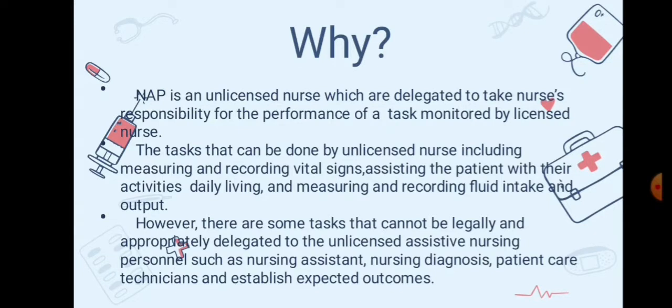Nursing assistive personnel are unlicensed personnel to whom nurses delegate responsibility for the performance of a task, monitored by a licensed nurse. The tasks that can be done by unlicensed personnel include measuring and recording vital signs, assisting the patient with their activities of daily living, and measuring and recording fluid intake and output. However, there are some tasks that cannot be legally and appropriately delegated to unlicensed assistive nursing personnel, such as nursing assistants, nursing diagnosis, patient care technicians, and establishing expected outcomes.